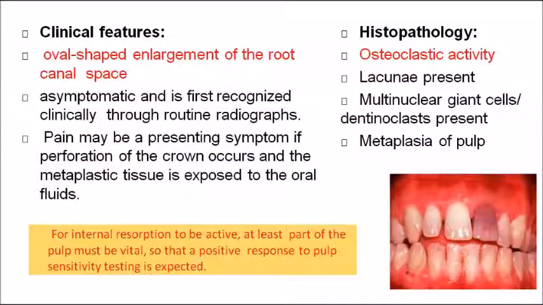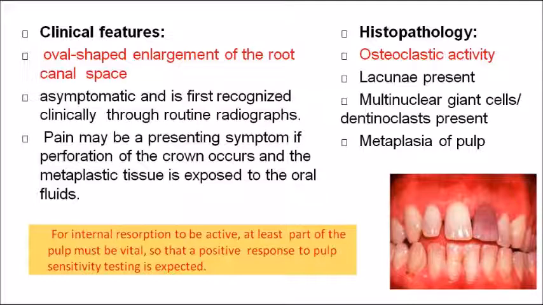The clinical features of internal resorption include oval shaped enlargement of the root canal space. It is asymptomatic, and is first recognized clinically through the routine radiograph. The pain may be a presenting symptom if perforation of the crown occurs, and the metaplastic tissue is exposed to the oral fluids. Only then the pain will be felt.